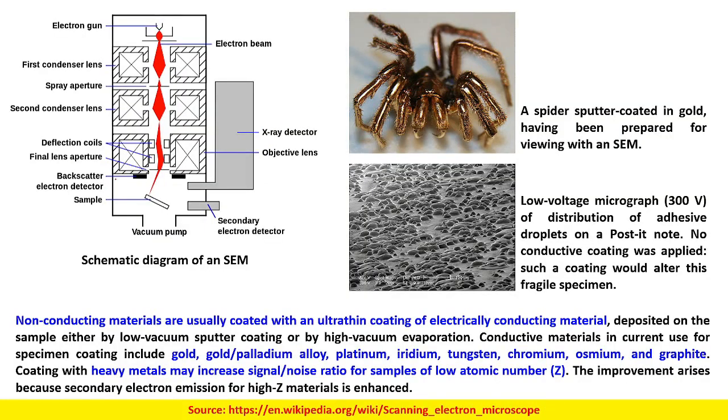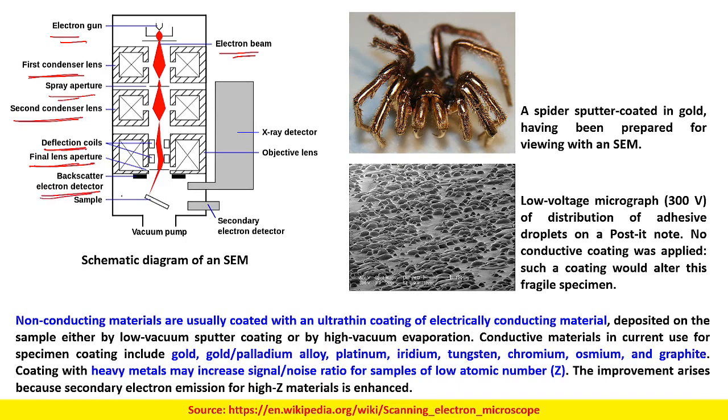Now coming to the same similar architectures. So you have this electron gun, where the electron beam is generated. Then you have the first condenser lens. Then you have the spray aperture, which is nothing but an aperture. Then you have the second condenser lens. Then you have the deflection coils. Then you have the final lens aperture, and then you have the backscattered electron detector.